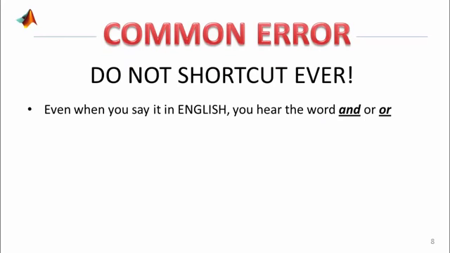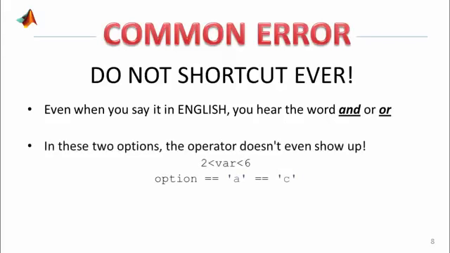Common error. We absolutely see this every time. Do not try to shortcut. Even when you say it in English, if you say it right, of course, you hear the word and or or. In these two options below, you do not see these operators show up. It is wrong. You are trying to do var between 2 and 6, but that's mathematics right there. It is no longer programming.